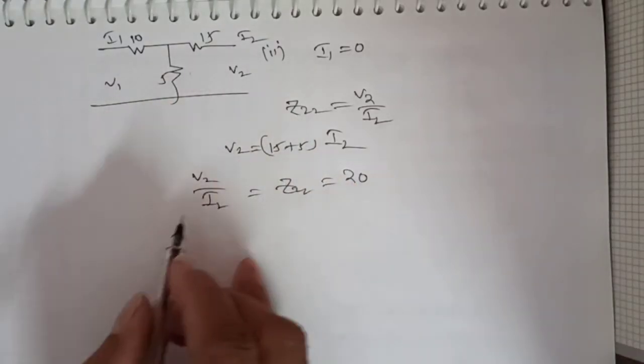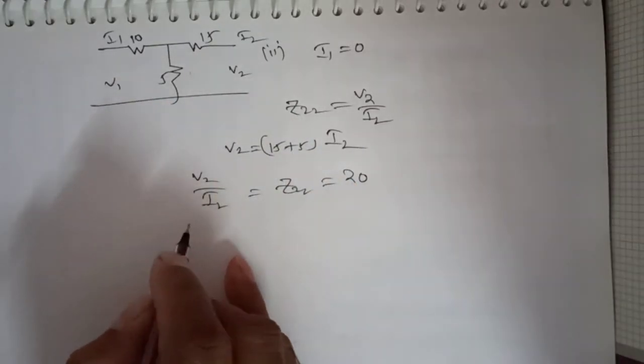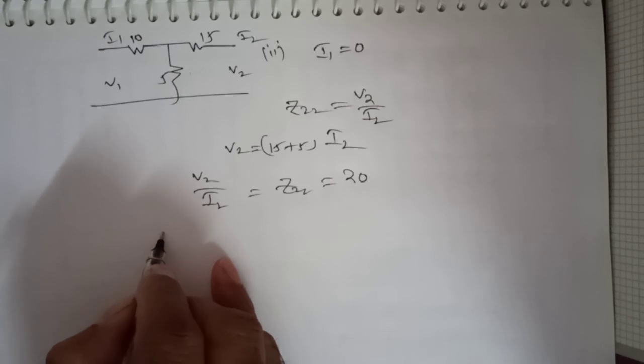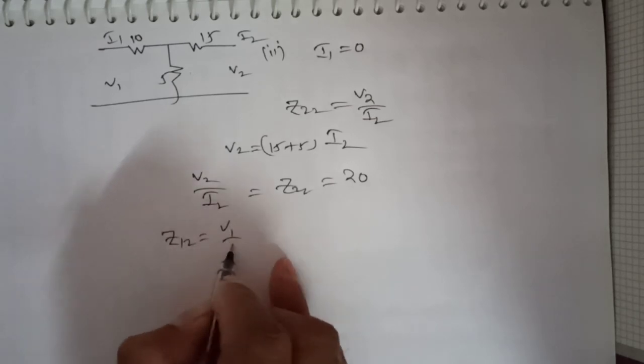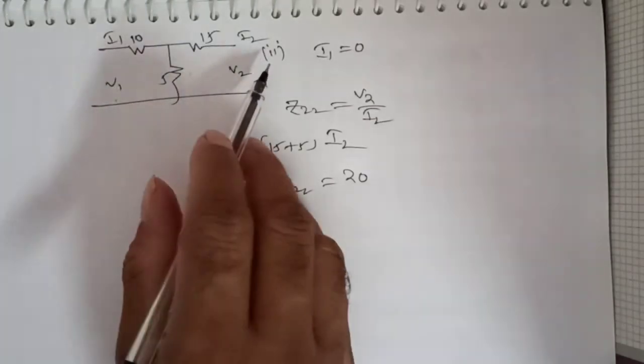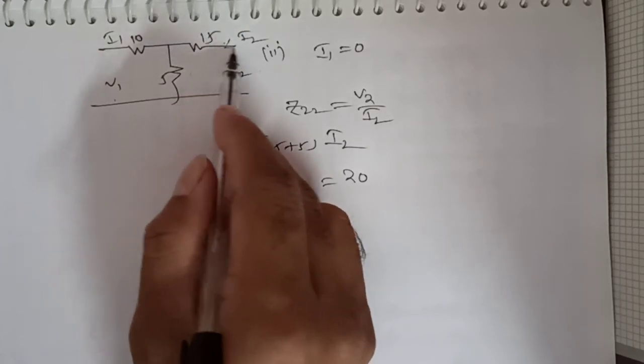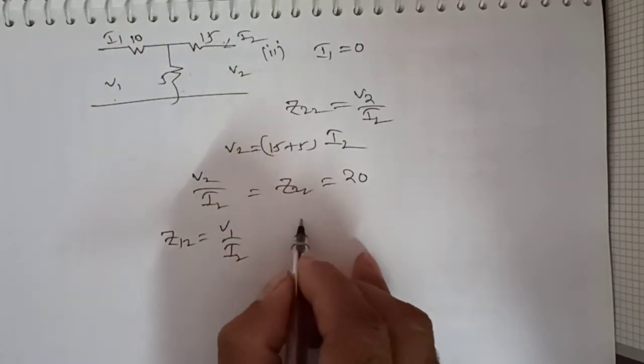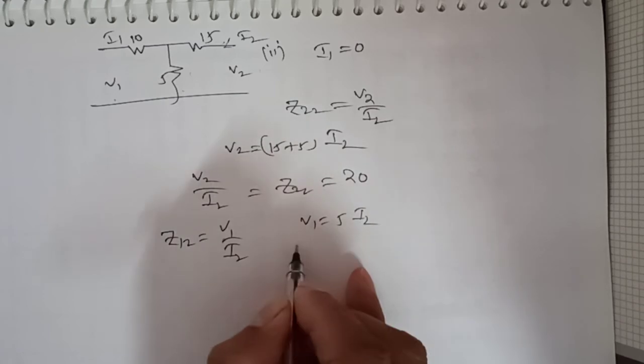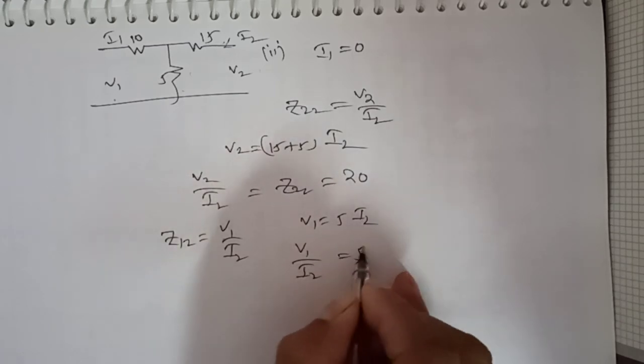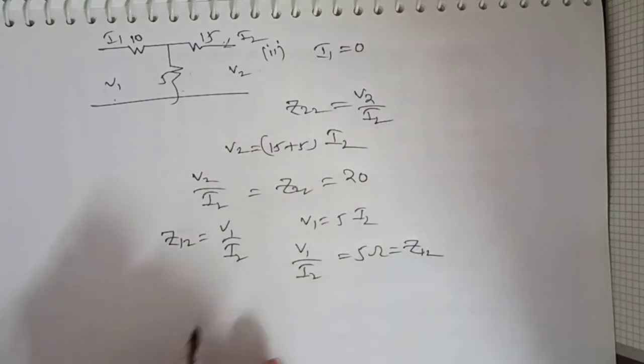Next, using the first equation, we can get Z12 equal to V1 by I2. We have to express V1 in terms of the I2 current. Here the I2 current flows through the 5 ohms resistor, so V1 equals 5 into I2. So V1 by I2 equals 5 ohms, that is equal to Z12.